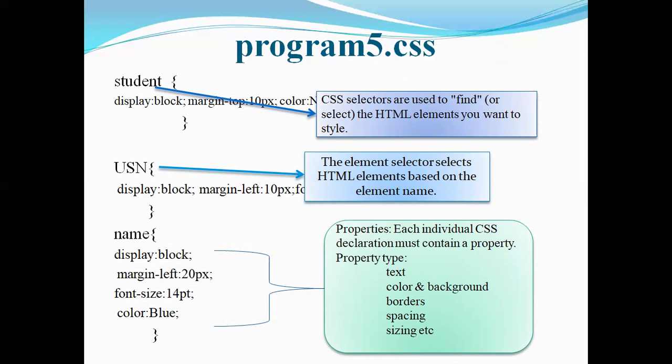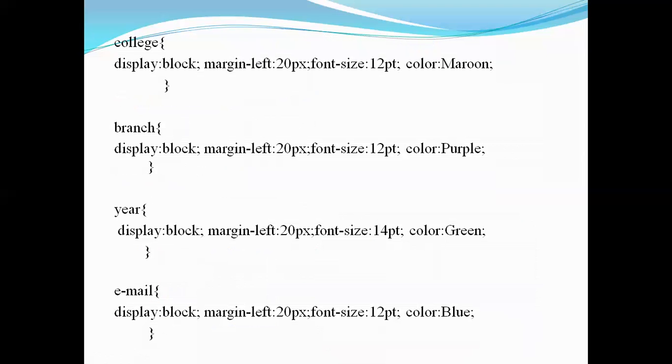Next is the margin-left, that is, from the left margin it should be 20 pixels. Next, the font size of the content should be 14 points and the color should be blue. It is specified for all the tags. Try to understand, we use different tags called student, name, USN, name, USN, college, branch, year, as well as the email ID. We are specifying different properties called display, margin, font, as well as color, but the same properties are used for all the tags except that the color value has been changed. This is about the cascading style sheets.